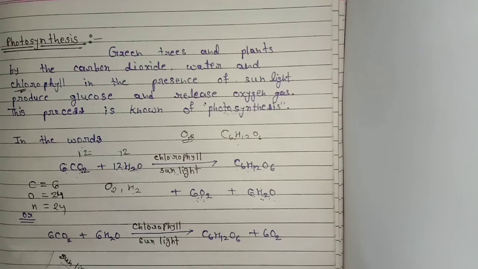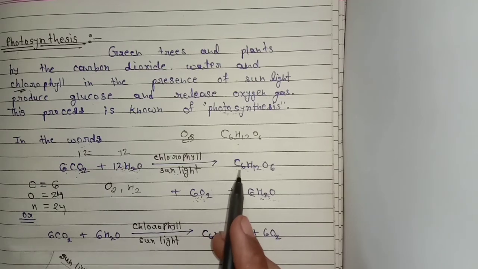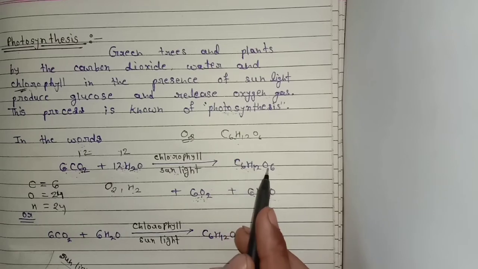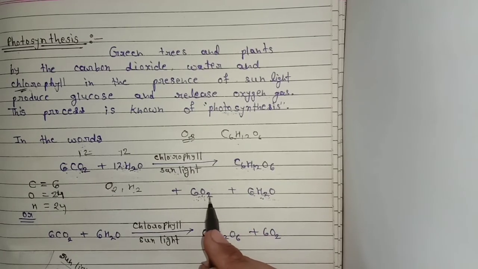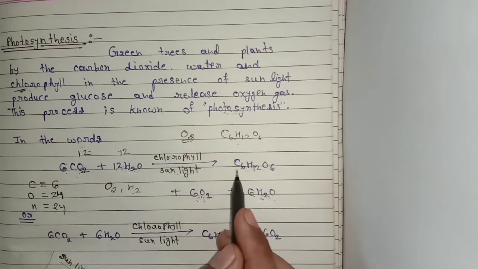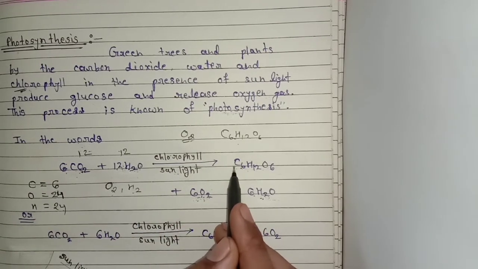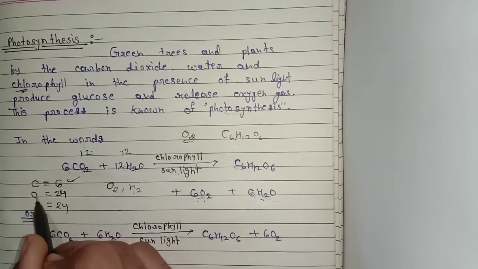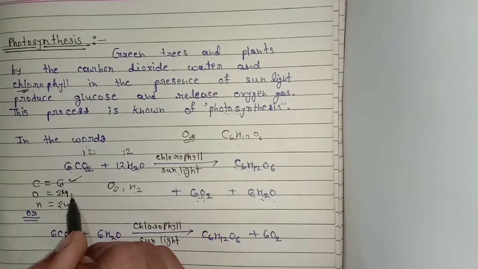Let's check whether this equation is right or wrong. We know the molecular formula of glucose is C6H12O6, and oxygen gas is produced as 6O2. So the total number of carbon atoms is 6, and that is also present here.